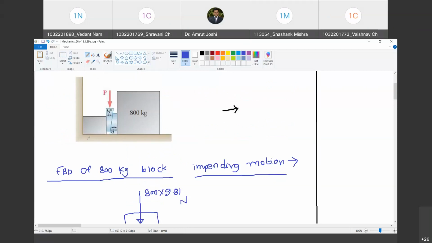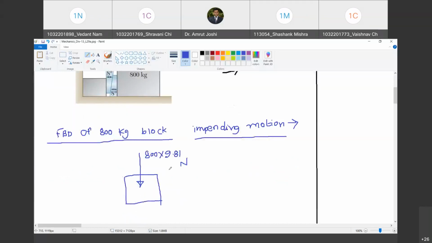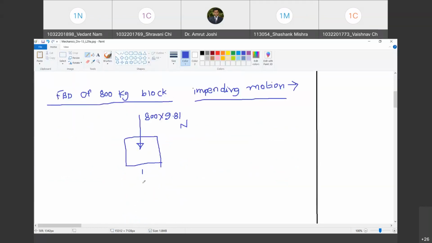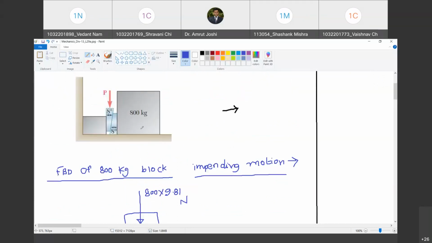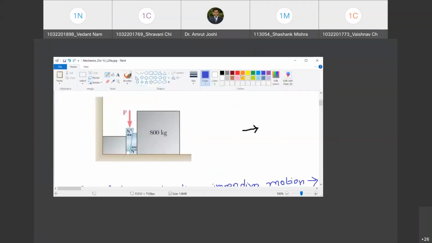What else is external? Is ground external to the block? Yes, sir. Yes, ground is external to the block. So I must show what the ground must have been doing. So ground must be offering a normal reaction. Are you with me? Yes, sir. So I am going to say this as N1, normal reaction offered by the ground on 800 kg block. Happy? Yes, sir. And at the same time, the ground also must be offering a frictional force or frictional resistance. Do you agree with me?